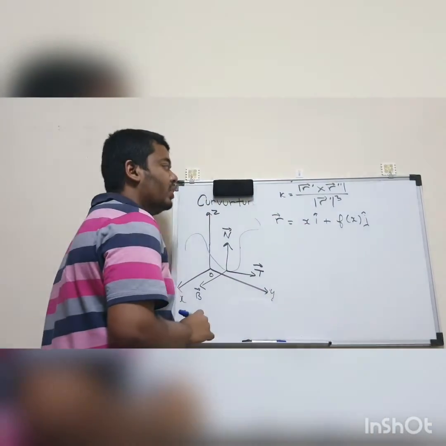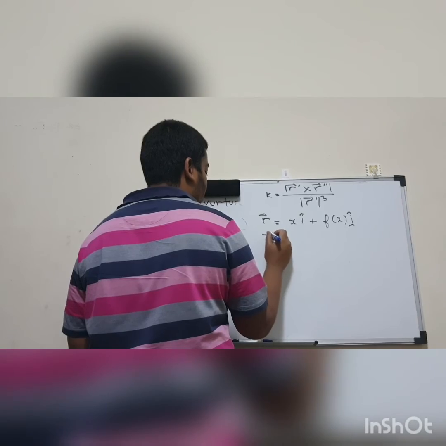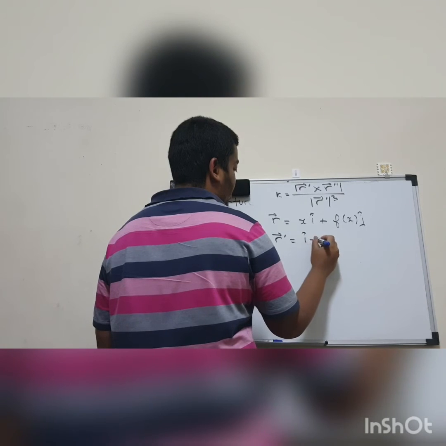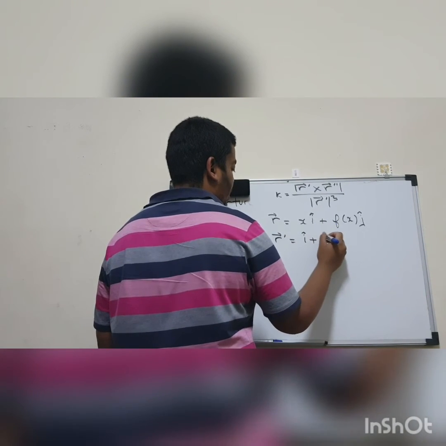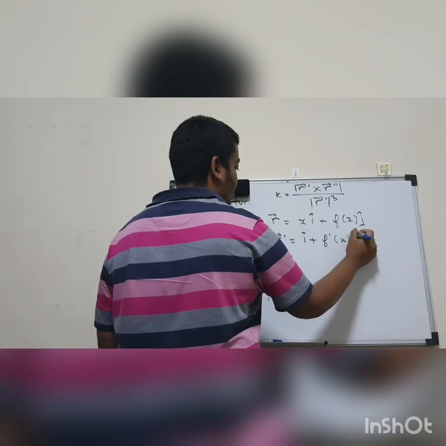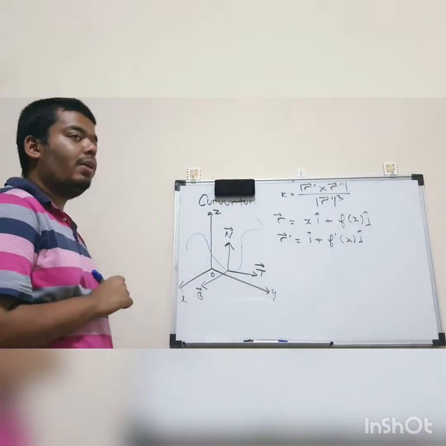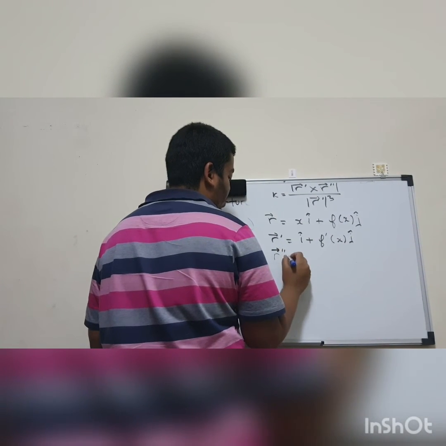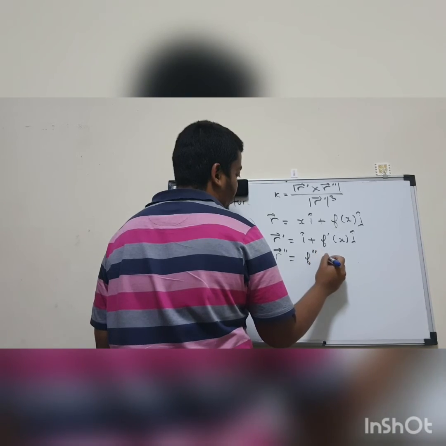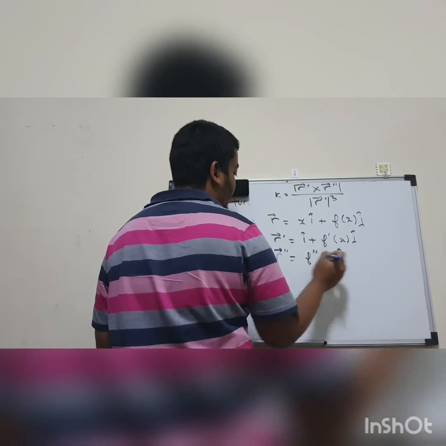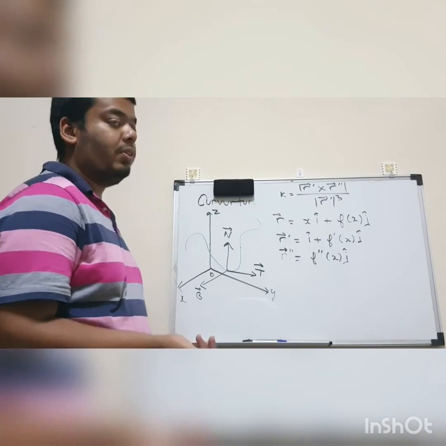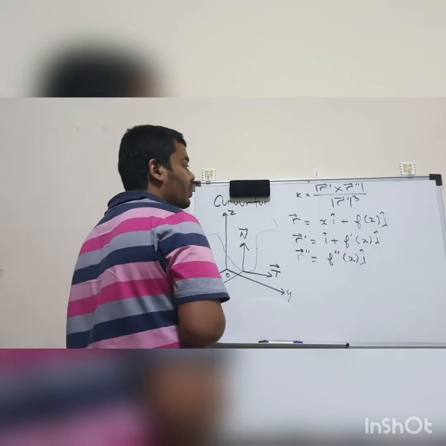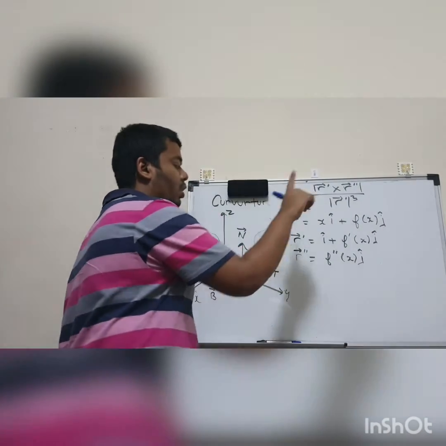Okay, perfect. So now let's go ahead and compute r prime. R prime, we will have i plus f prime of x j. Let's say now we will have the r double prime. In r double prime, we'll be left with f double prime of x as the j component. There will be no i component because differentiation of a constant is 0. Now let's compute the magnitude. Okay, r prime into r double prime.